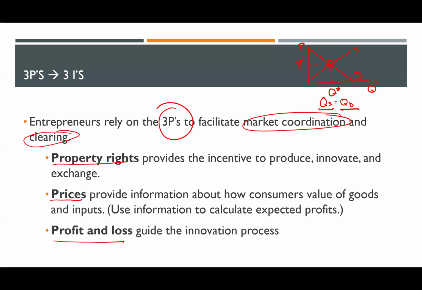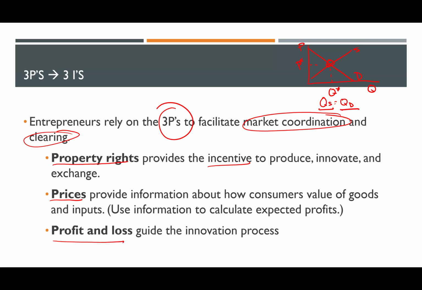Property rights, we say, provides the incentive to produce, innovate, and exchange, right? If I can't own the goods that I purchase and keep others from using them, then I don't have any incentive to purchase them, right? If I buy a car and anyone can come by and take it and I have no recourse to get that car back, I'm not going to bother purchasing it, right?